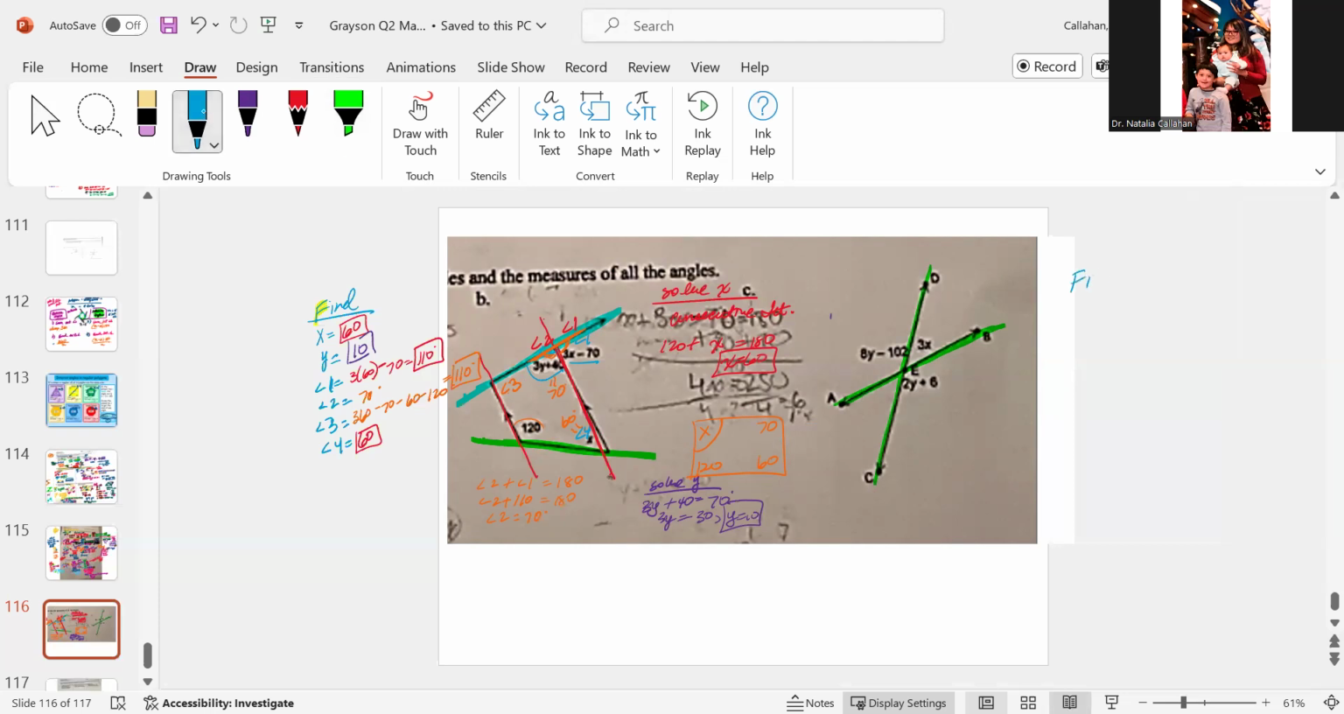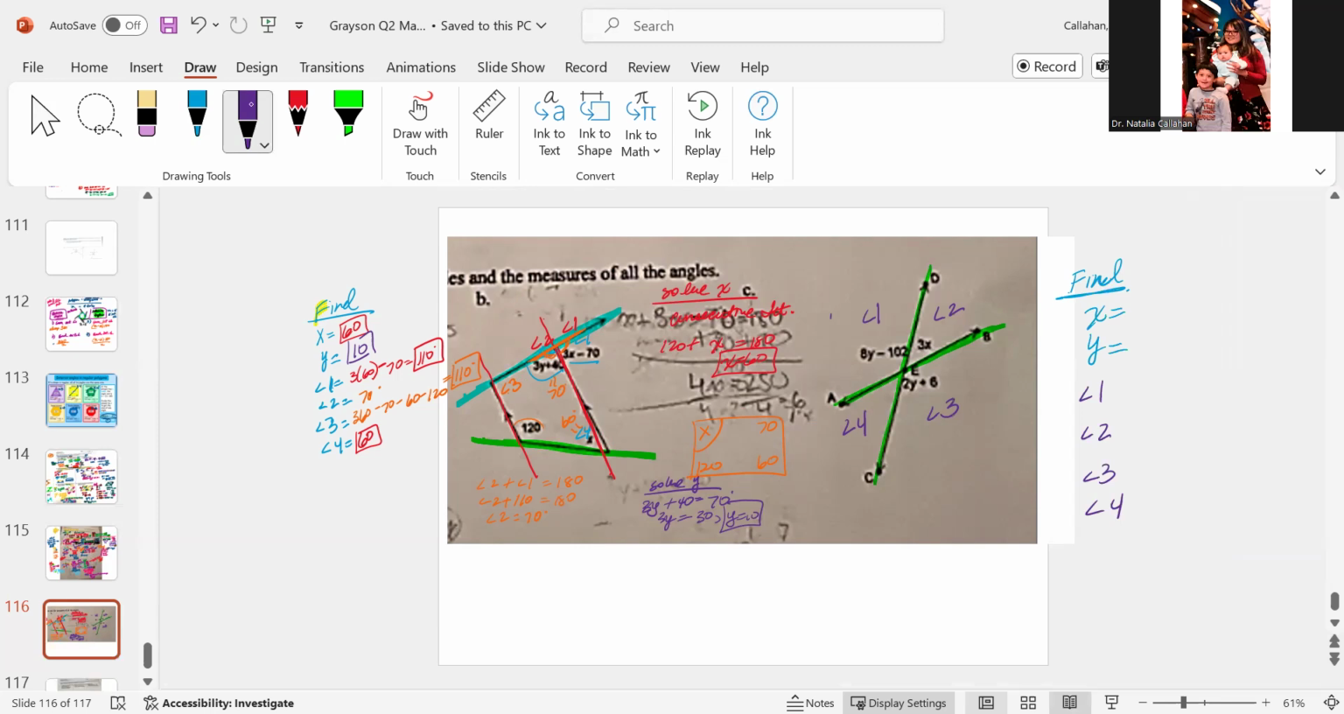What are we trying to find? What else? Y. How many angles do we have? 4. Okay. Which two of the equations would you like to set equal to each other? Well, you can solve one of them. D, E, B. Okay, so that's 3x. What are you going to set that equal to? How are you going to solve for that?